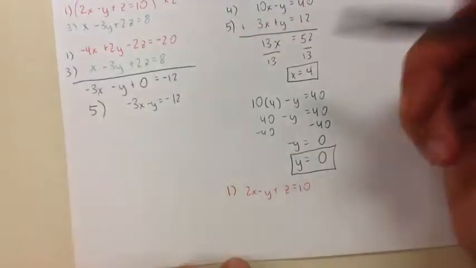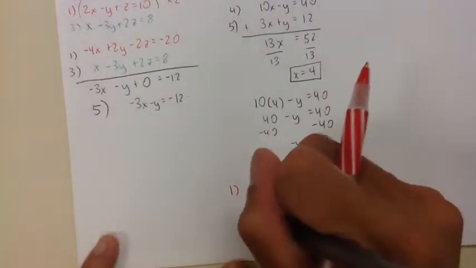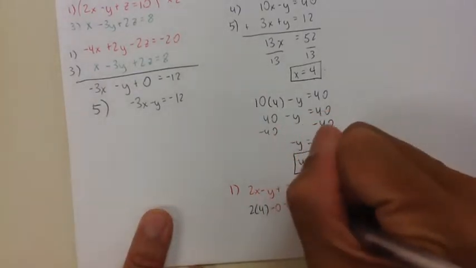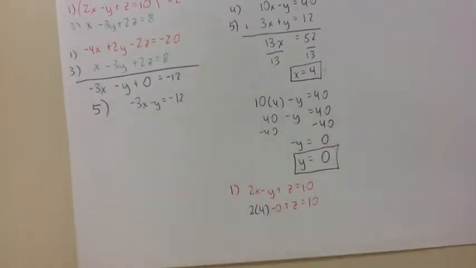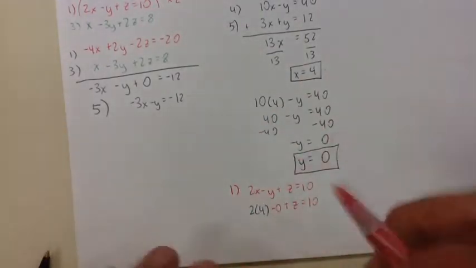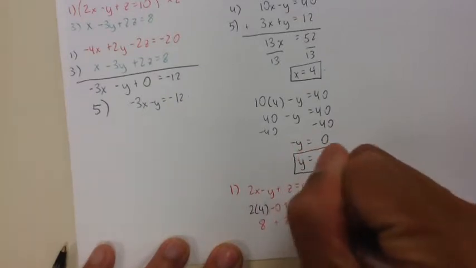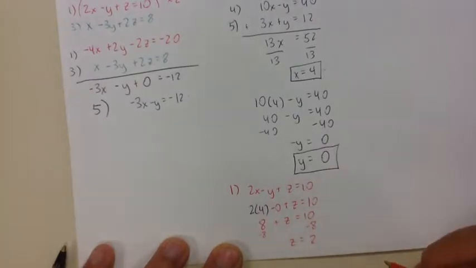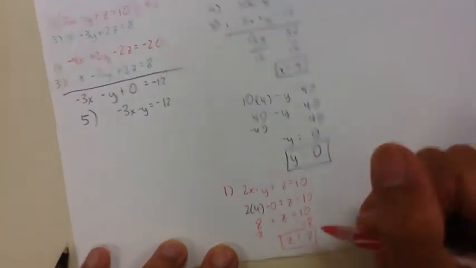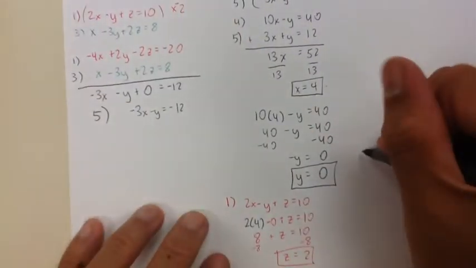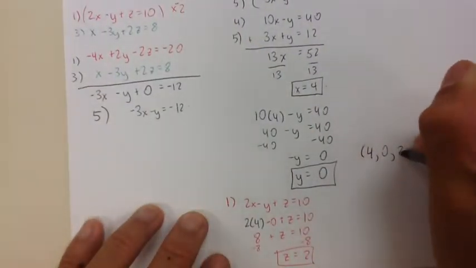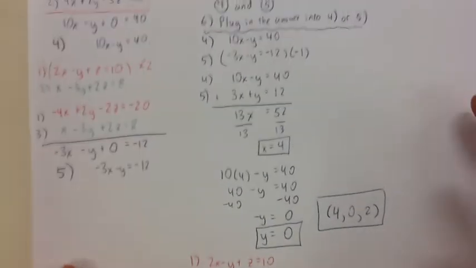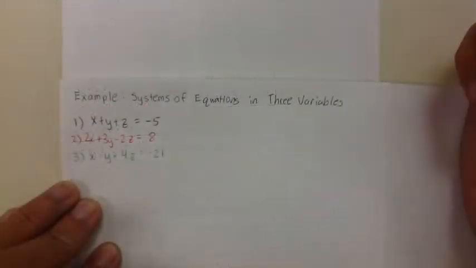Equation number 1 was 2x minus y plus z equals 10. If I plug this 4 in for my x, that becomes 2 times 4. If I plug the y in, that's a 0. That equals 10. So this becomes an 8 plus z equals 10, or subtracting 8 from both sides, z equals 2. And that is my answer. And I can check by plugging the coordinates 4, 0, 2 back into any of my first 3 equations. Hope that helps. Let's try a sample problem now.